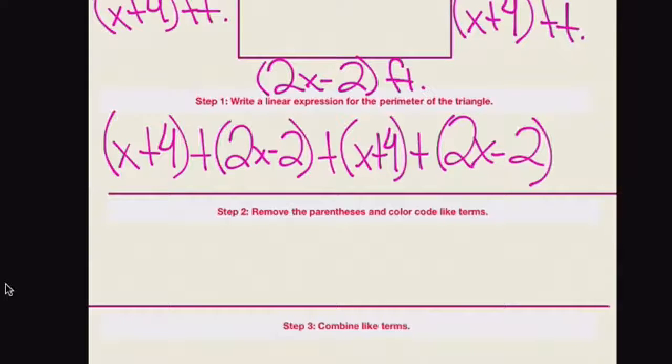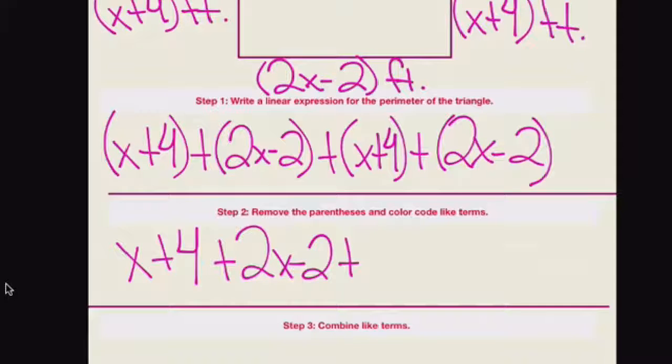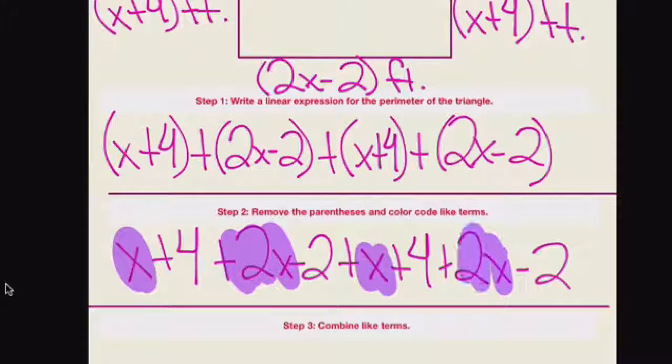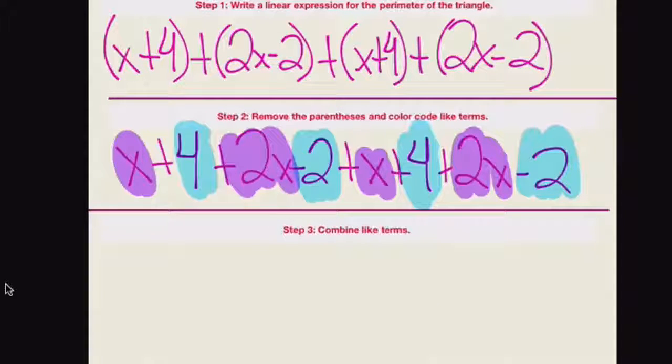Now let's go ahead and remove our parentheses and color code like terms. And just be careful, since this is a long expression, make sure you don't miss any of the terms. Okay? Alright, so let's color code all our x's together. And then let's color code all of our regular numbers together. Don't forget that minus goes with the 2. Alright. And let's go ahead and combine like terms. x plus 2x is 3x, plus x is 4x, plus 2 more x is a total of positive 6x.